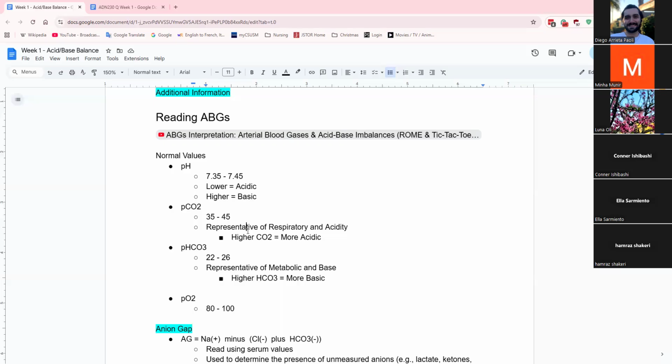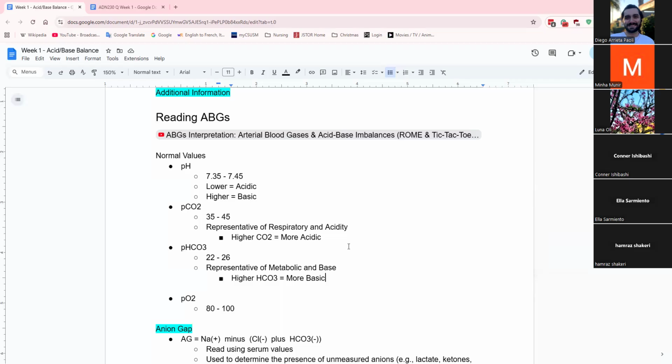And then another value you get from your ABGs is your PO2, and this is different from your SaO2. So the normal values for this is going to be 80 to 100. But for interpretation, you're just going to focus on these three values here.